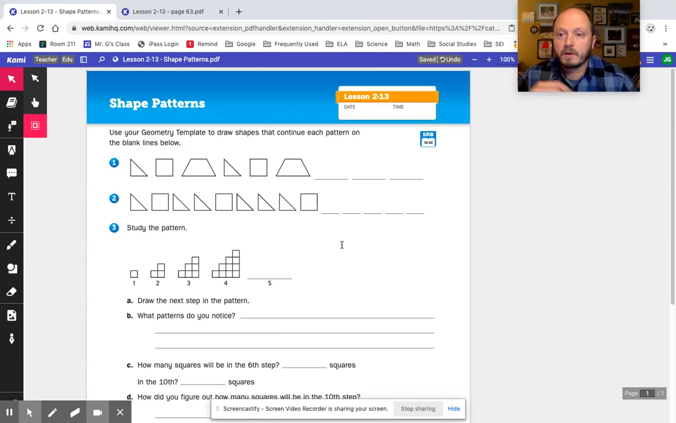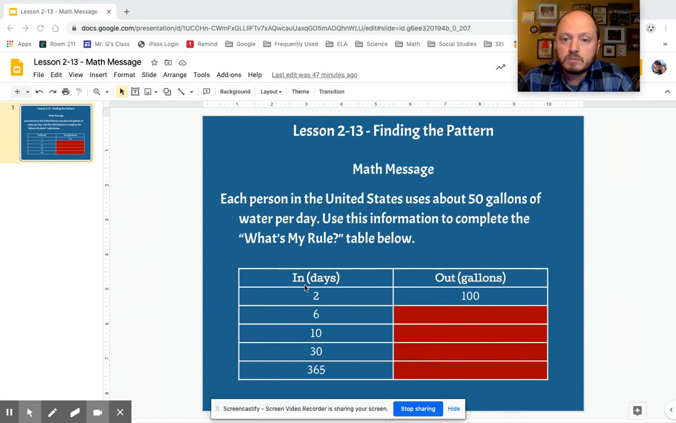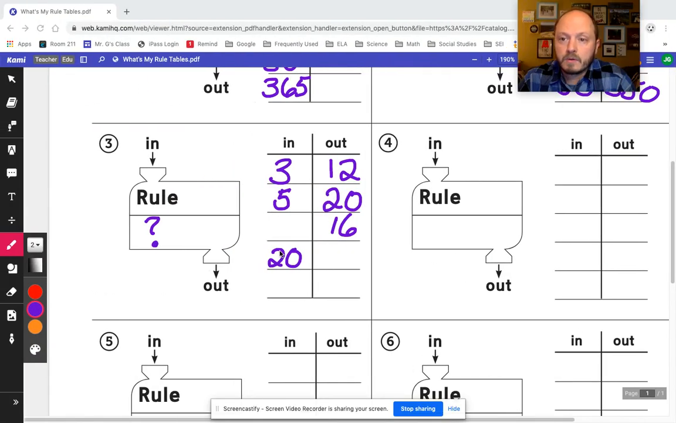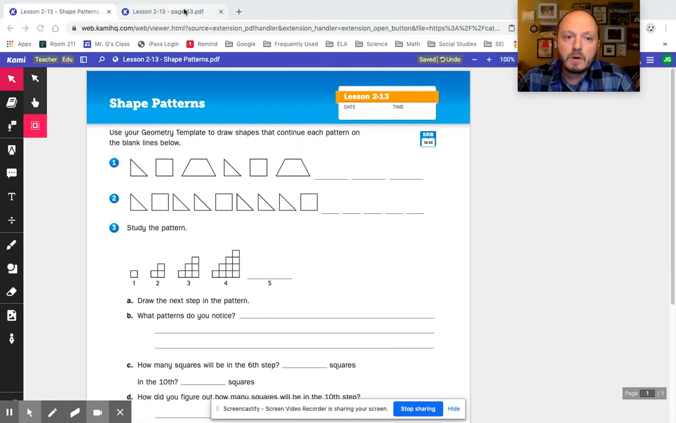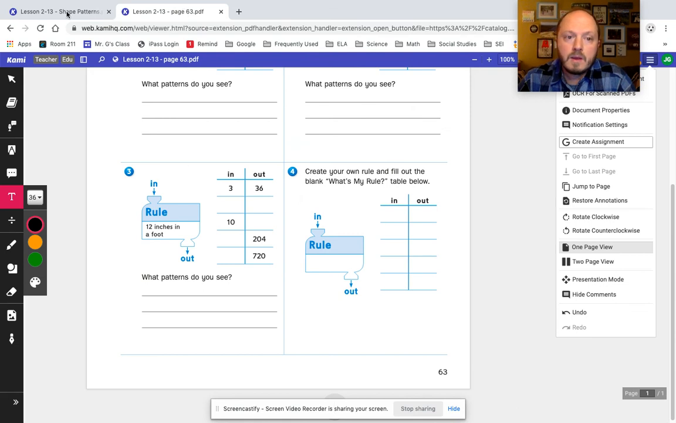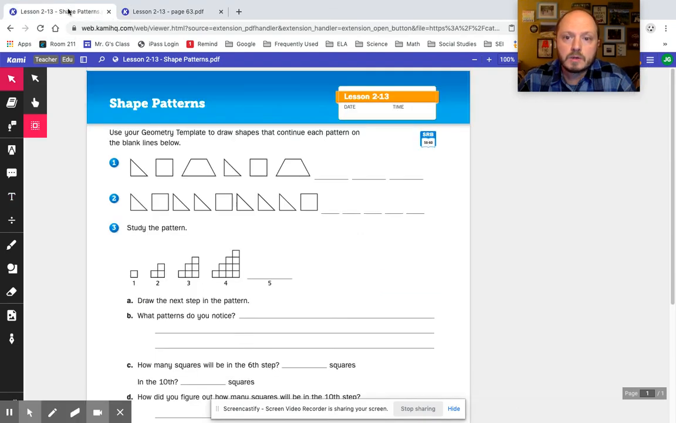And that's it. All right, so these are the 2 different activities that we're going to be doing with shape patterns. I'd like you to fill out the rest of this table here. We talked about a couple of them already, if you didn't already. I'd like you to work on page 63 and page 64. And we're going to go over it together, and we're going to begin our review with Unit 2 and using a Pear Deck. So we are at the end of the unit.